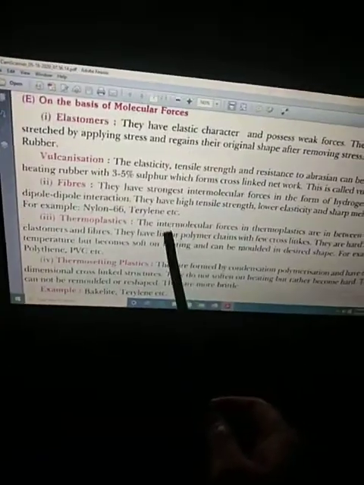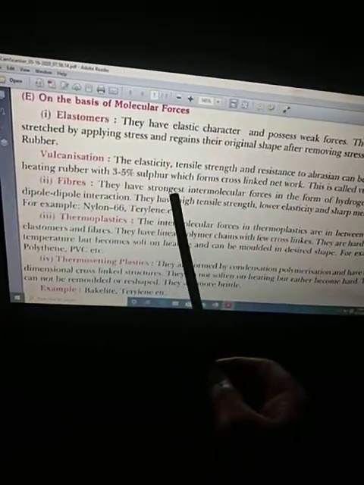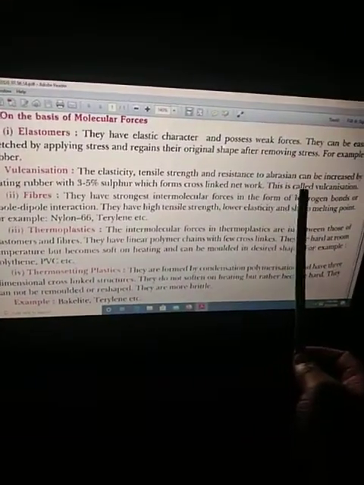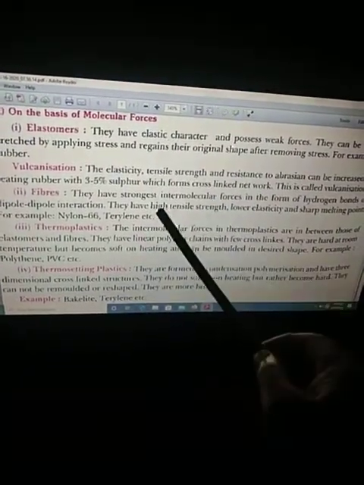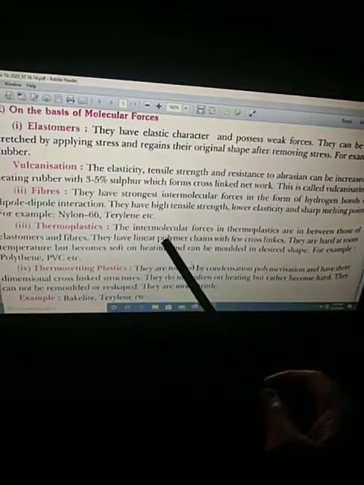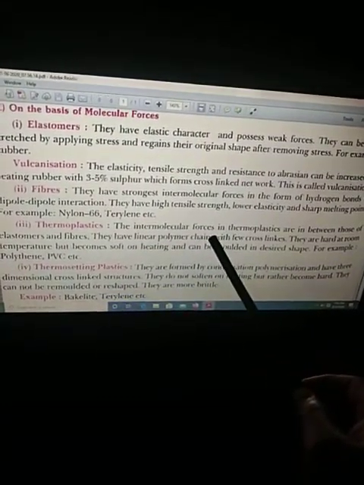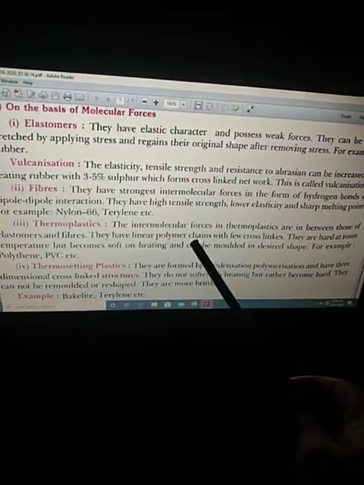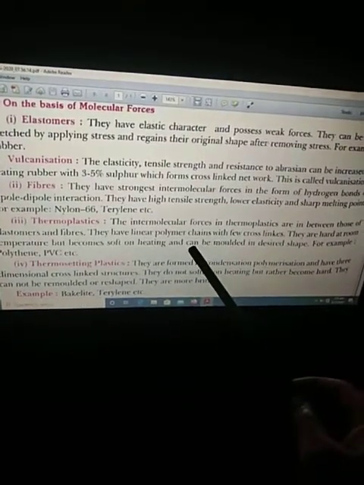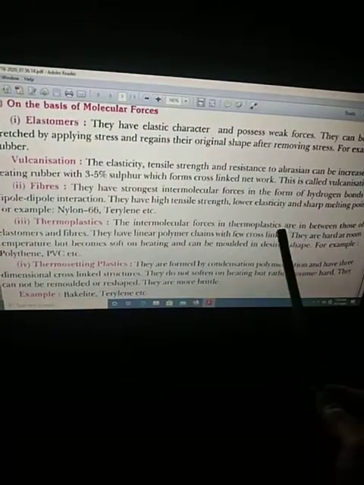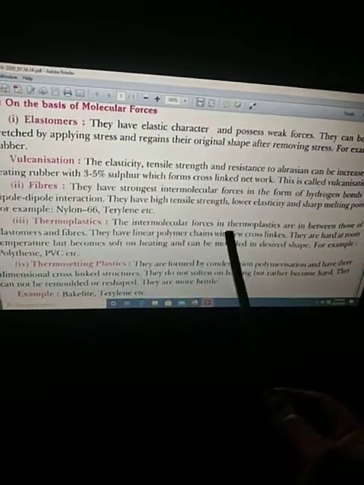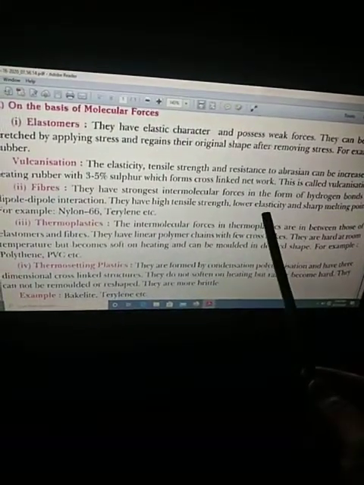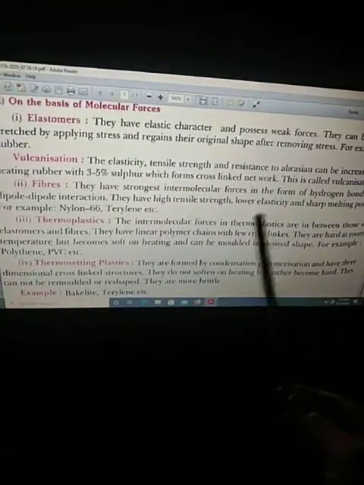Next we have thermoplastics and thermosetting plastics. The intermolecular forces in thermoplastics are in between those of elastomers and fibers. They form linear polymer chains with few cross links. They are hard at room temperature and become soft on heating. This is the property, and they can be molded in any design and converted into any desired shape. For example, polyethylene, PVC. These are practical experiments: when you heat polyethylene, it becomes soft, and after cooling, it becomes hard.